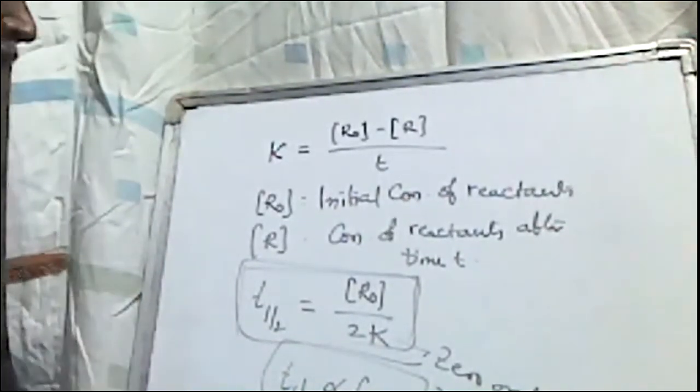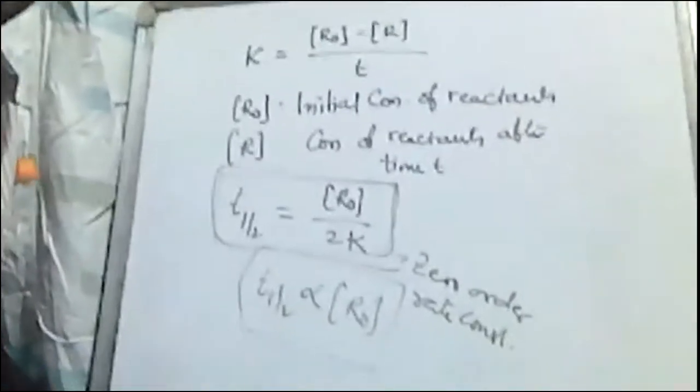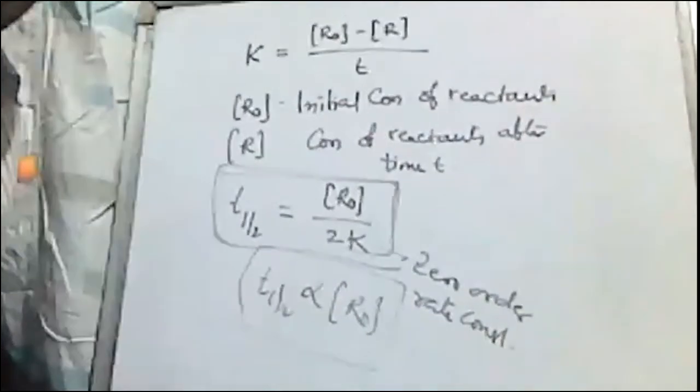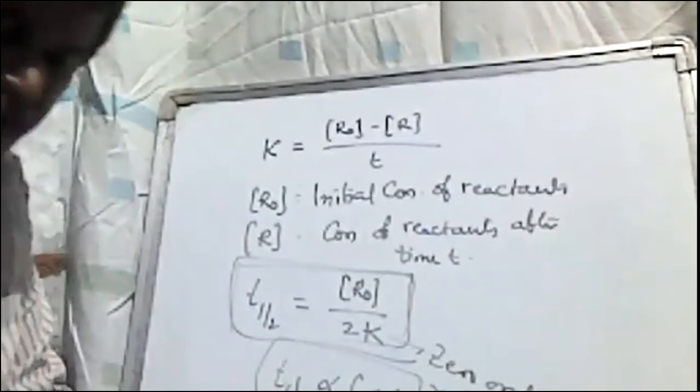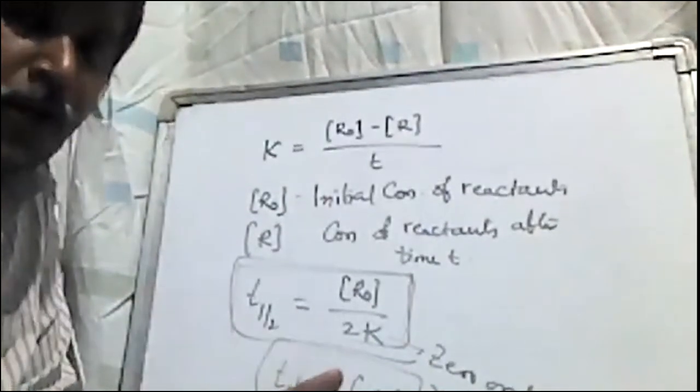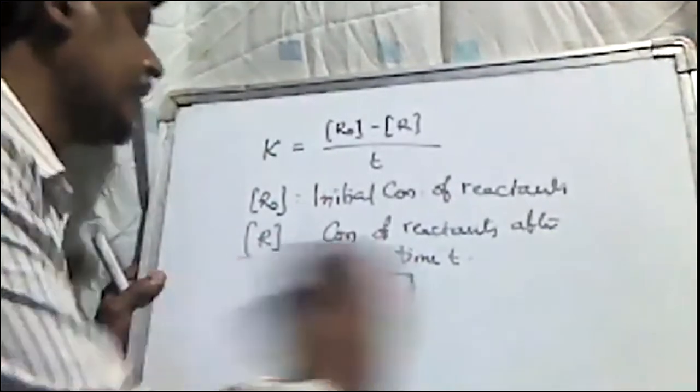Half-life is directly proportional to the initial concentration of reactants. If initial concentration increases, half-life increases. Then we need to discuss some plots. Up to this, we saw in the last video, and in this video, we need to discuss some plots.